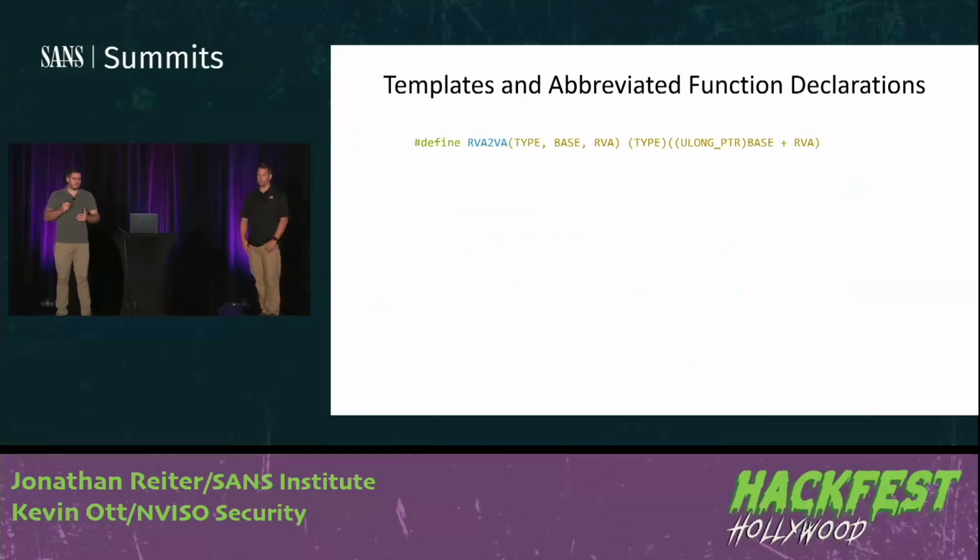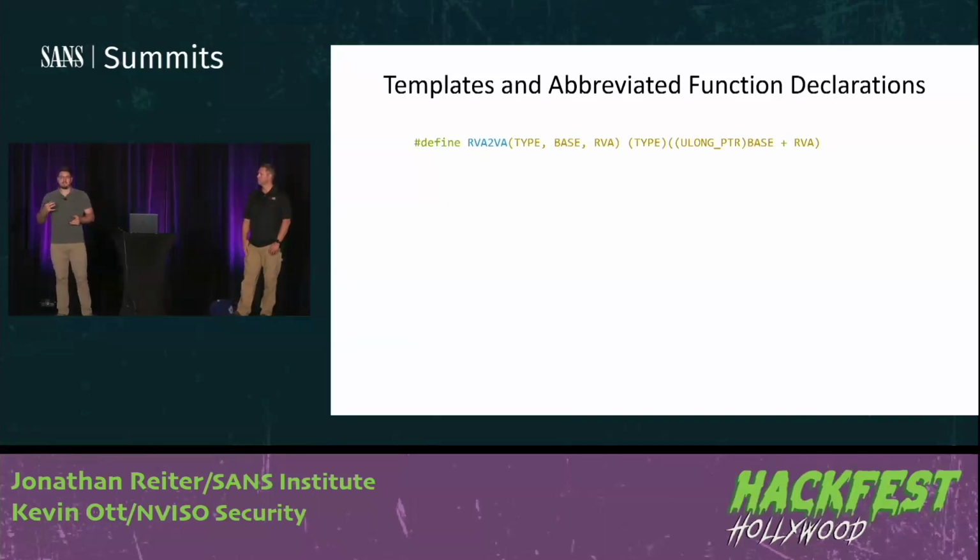So the last concept that I want to introduce is abbreviated function declarations. Whoever has done a bit of coding under Windows, especially when it comes to portable executable or shellcode, probably has seen this macro, RVA to VA. So relative virtual address to virtual address. It's a macro, so that means there's literally no type safety. It's just a search and replace that the compiler does.